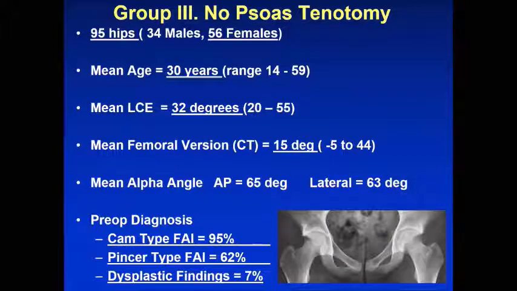And in Group 3, the group that never had a previous or concurrent psoas tenotomy, there were 95 hips. Again, the majority were females, but the ratio was not as high towards females. The mean age was 30, the mean lateral center edge angle was 32, the mean femoral version was 15 degrees with a wide range, and the preoperative diagnosis was the majority CAM-type FAI, over 60% pincer-type FAI, and 7% had dysplastic findings.